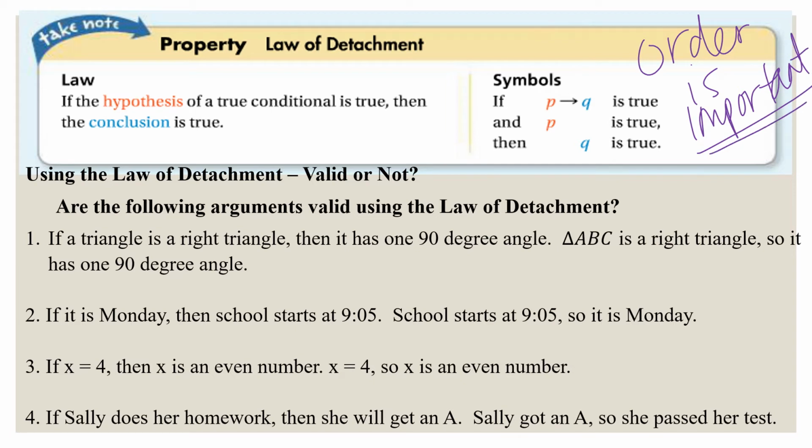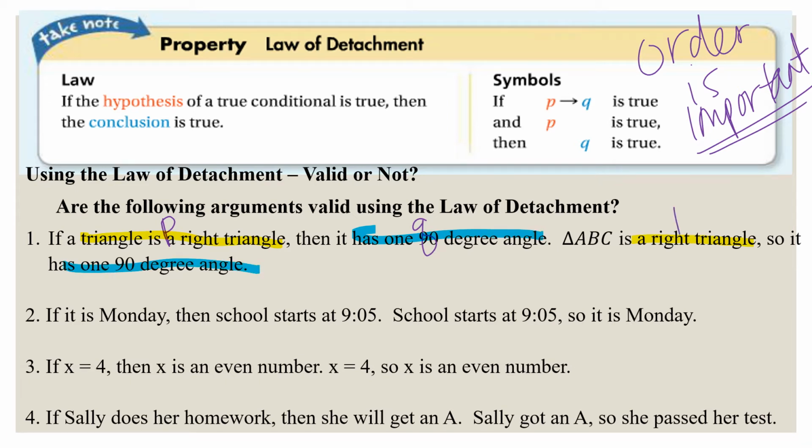For example, this first one: if a triangle is a right triangle, so if-then, this is my hypothesis, then it has one 90-degree angle. That's my conclusion. Looking at this next one, triangle ABC is a right triangle is my first part, the hypothesis. Then the next part, it has one 90-degree angle.